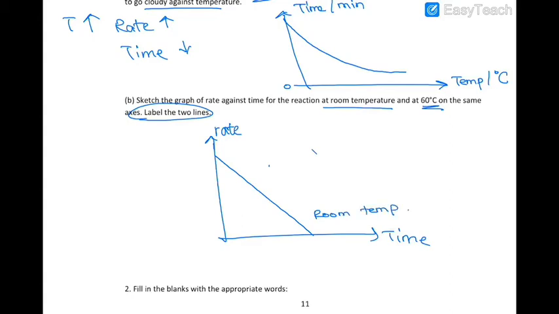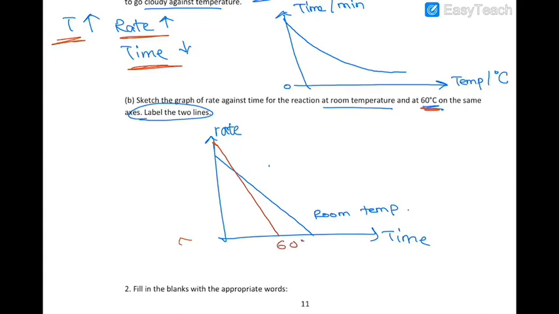Now if we carry out the reaction at a higher temperature, the initial rate is going to be higher, because when temperature is higher, rate is higher. But the reaction is going to be faster, which means it's going to take less time to be completed. If the reaction initially took, let's say, 10 minutes to be over, if you carry it out at a higher temperature, it will be over within maybe 3-4 minutes. So rate is higher, but the reaction is going to end in less time.